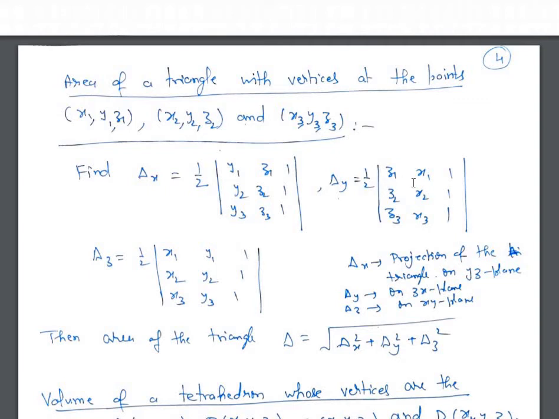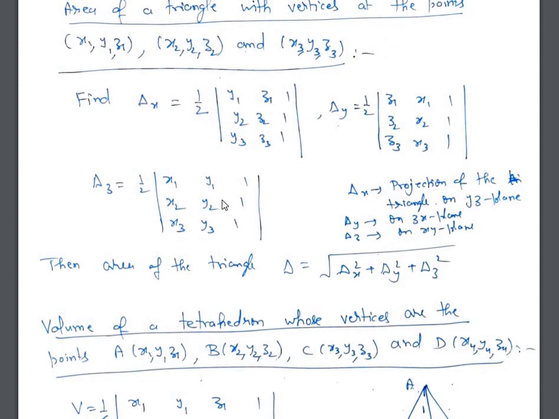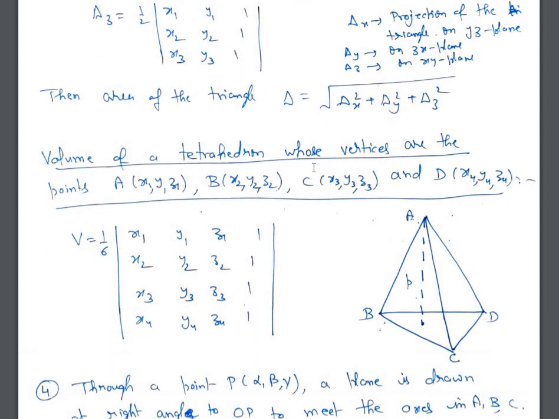Similarly, delta y is half the determinant of rows (z1, x1, 1), (z2, x2, 1), (z3, x3, 1), and delta z is half the determinant of rows (x1, y1, 1), (x2, y2, 1), (x3, y3, 1). Then the area of the triangle delta is given by under root of delta x² + delta y² + delta z². Many times we don't have to apply this formula. We can directly use projection. Projection is also a triangle in 2 dimensions, and you know the area of a triangle in 2 dimensions is half base into height.